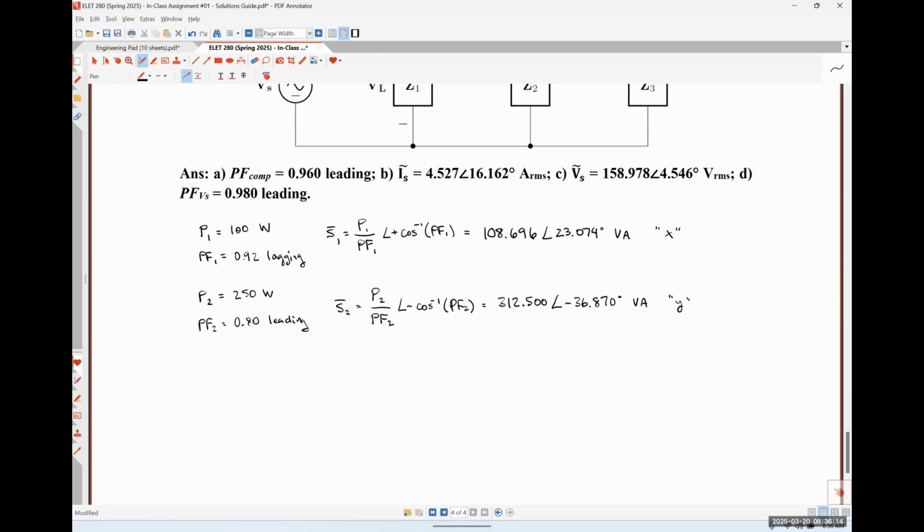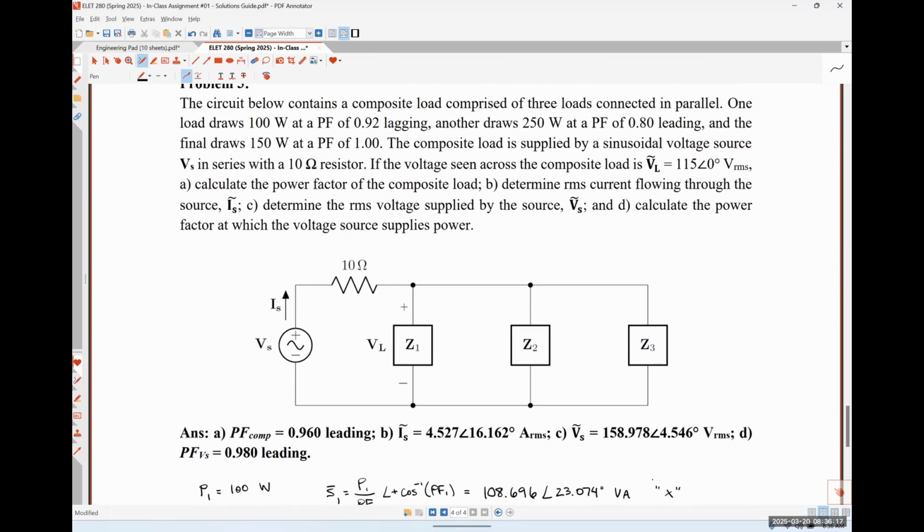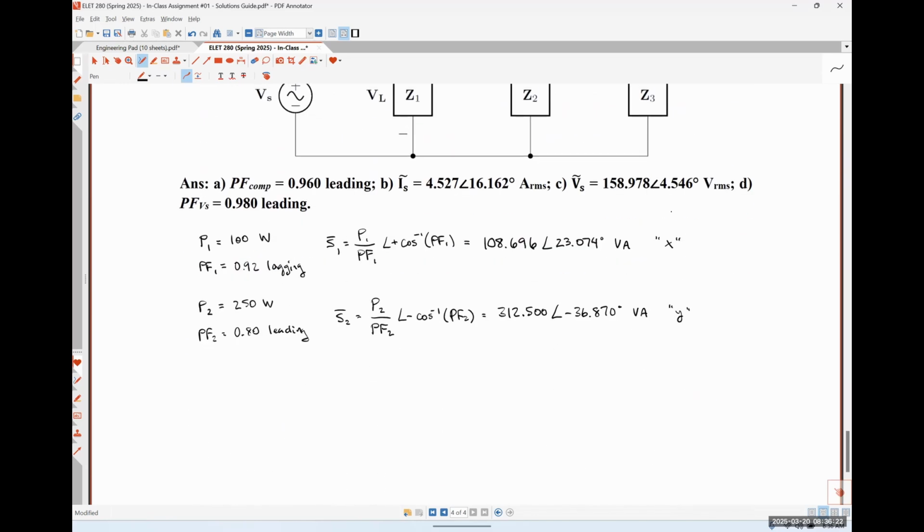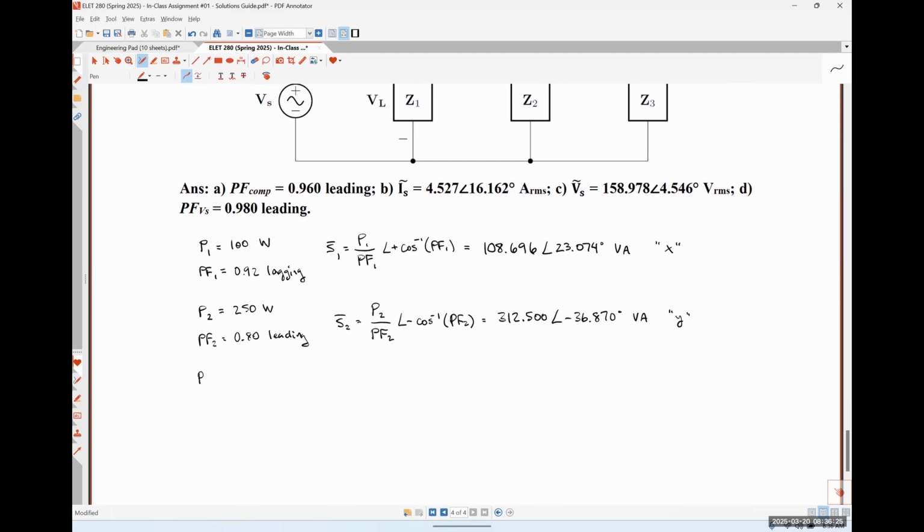For our last load, we are told that it's drawing 150 watts. So P3 is equal to 150 watts. And we're told that our power factor is unity, or 1.00. So technically, we could do the exact same thing to find our complex power as we've done for the previous two steps, but realistically, that's overkill, right?